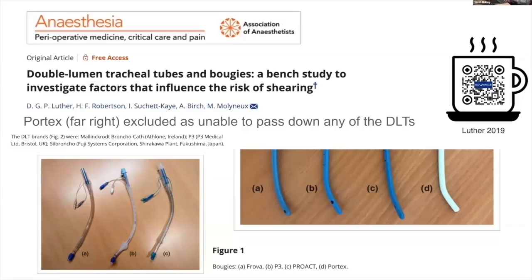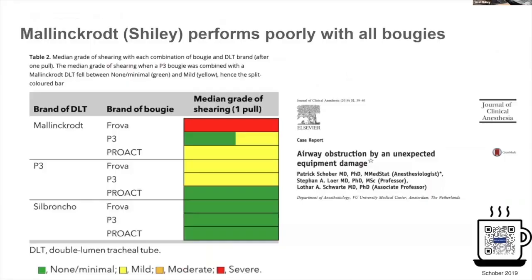They did one pull through with each combination of DLTs and bougies. Then they put a fiber optic bronchoscope down and graded the degree of shearing. Moderate is orange. Mild, there was some easily noticeable blue residue. And severe, there was one or more large fragments. And so the Shiley and Frova bougie and double lumen tube really shouldn't be used together, but we should be conscious of using bougies at all with double lumen tubes.